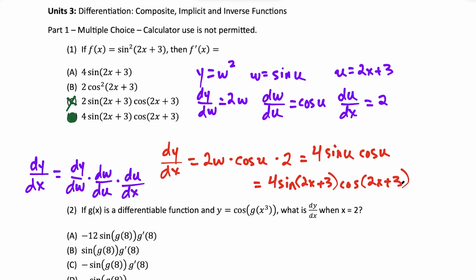Now, just know for the AP tests, you have to be able to move very, very quickly. So this second method does take more time, but I definitely feel safer using this method. This method is more reliable. Either way, we're going to get choice D.